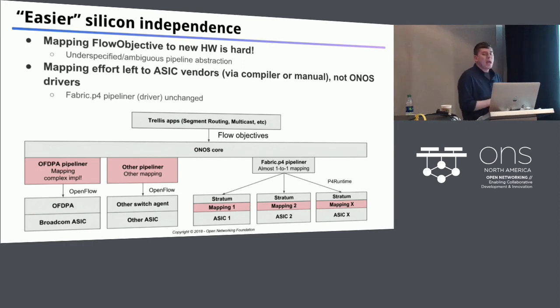And because it's a formally specified language, you can build an ecosystem of tools to do conformance testing. You can use verification tools. You can do data plane unit testing against software emulators for the same pipeline and then the hardware. It's definitely much easier to come up with such a mapping when you have something like P4 instead of the Flow Objective API. Was there a question?